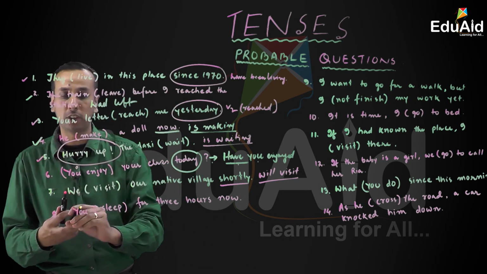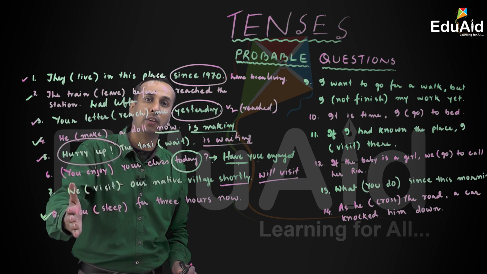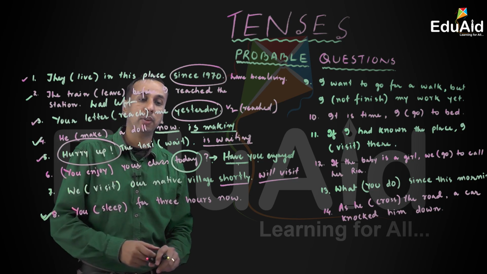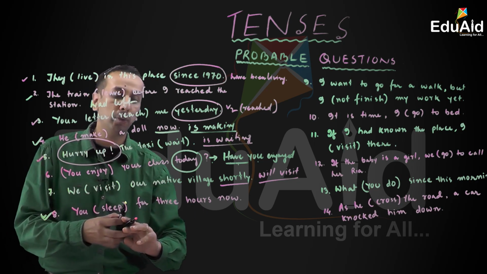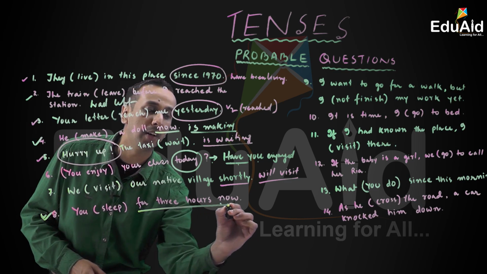Number 8. Very common type of questions. You might get one of this type on the day of your exam. You sleep for 3 hours now. Do pay attention. The clue is not only about now. The clue is for 3 hours now.